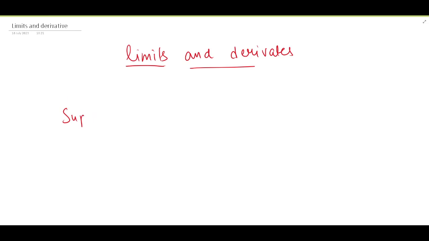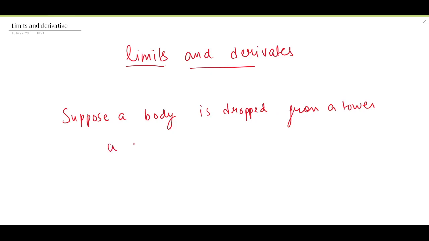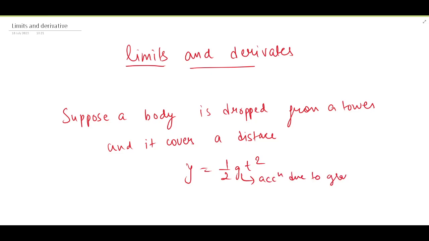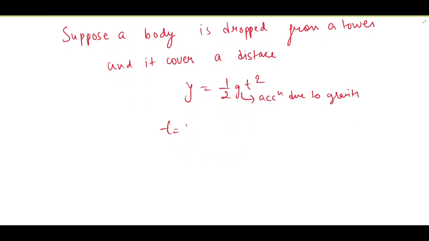Hello everyone. So today's topic is limits and derivatives. Suppose a body is dropped from a tower and it covers a distance of y equal to half g t square, where g is acceleration due to gravity and t is the time taken by the body to cover a distance of y.